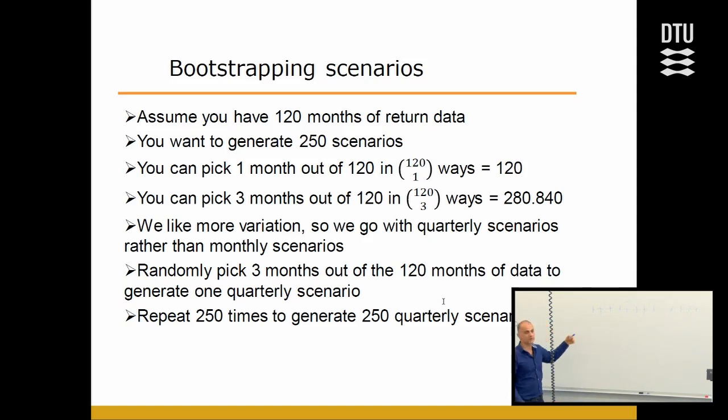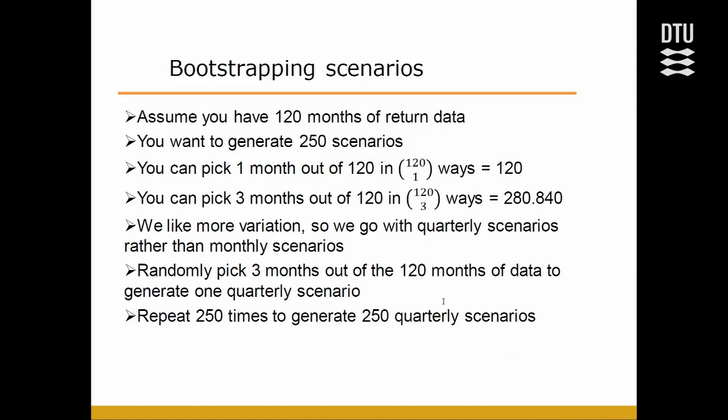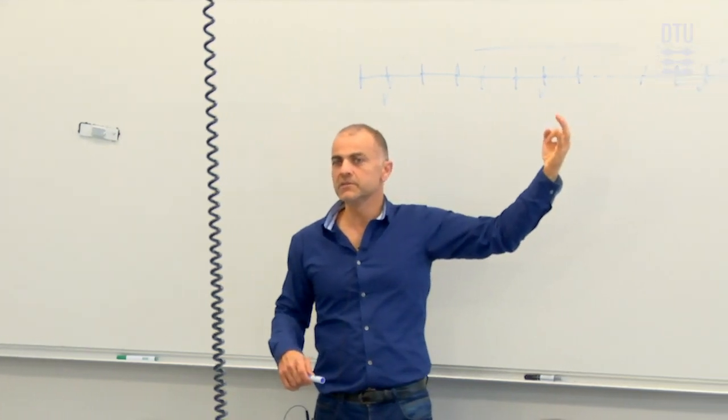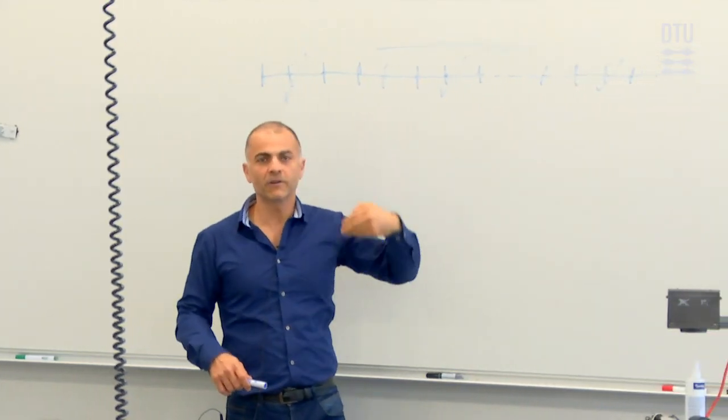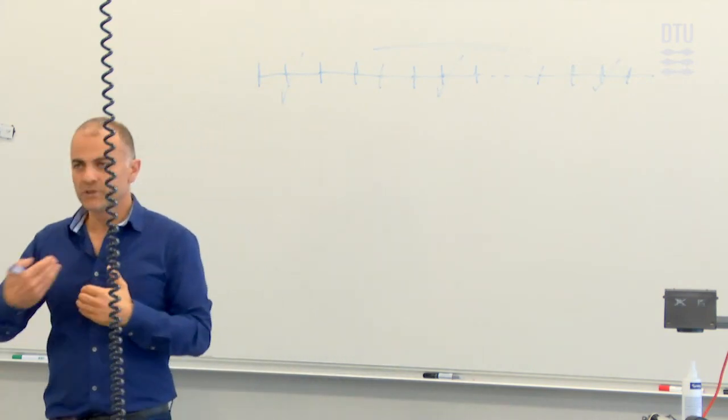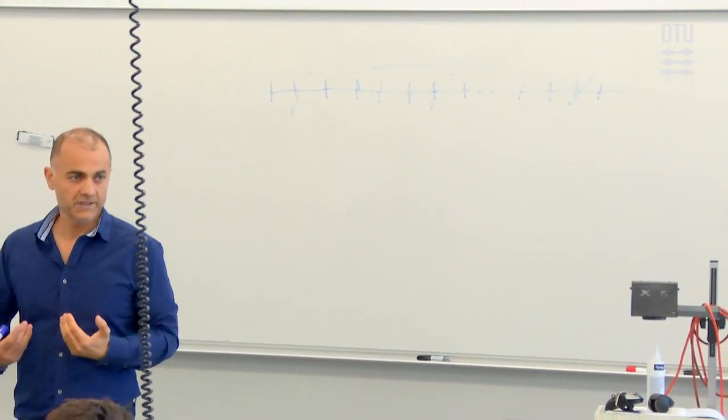So the uniform distribution is that if you have 120 months, there's the chance of 1 over 120 that you will pick any one of these 120. Randomly pick one number between 1 and 120. Do that 3 times, so you get 3 numbers. Get 6, 54, and 27. And those 3 months, then you combine them together to give you a scenario, a quarterly scenario.